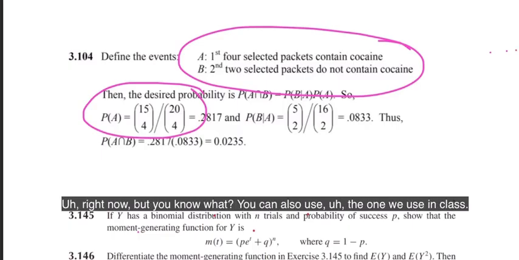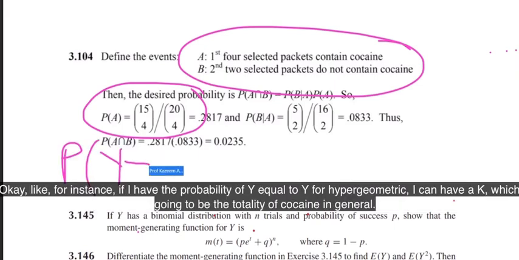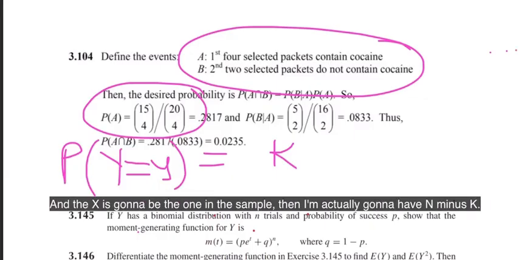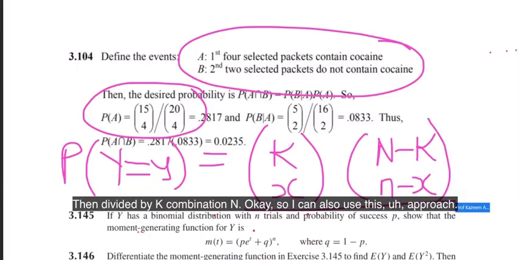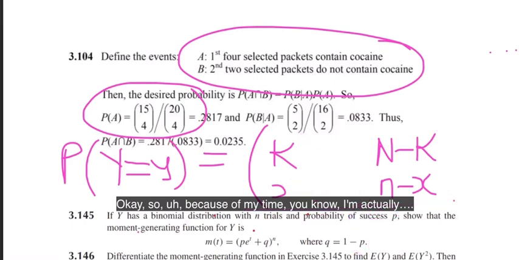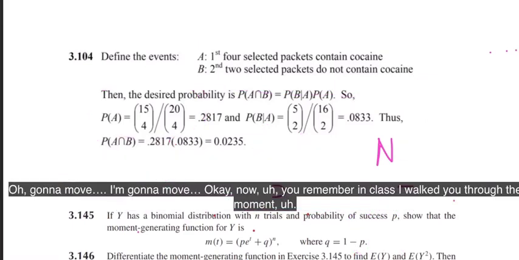But you know what? You can also use the one we used in class. For example, for the probability of Y equal to y for the hypergeometric, I can have k, which is the totality of cocaine packets in general, and x is the number in the sample. Then I'm going to have N minus k, the ones that do not have cocaine, and n minus x, the ones that do not have cocaine in the sample, then divided by N combination n. So I can also use this approach. Because of my time, I'm going to move on.